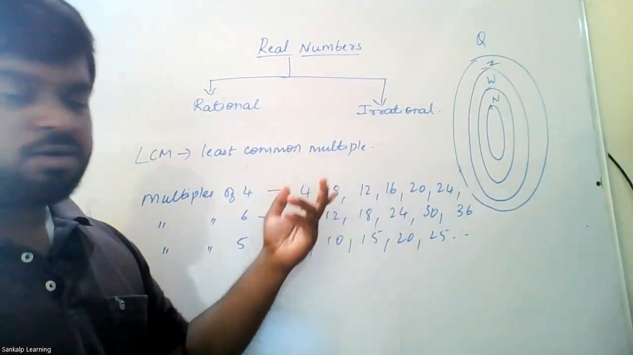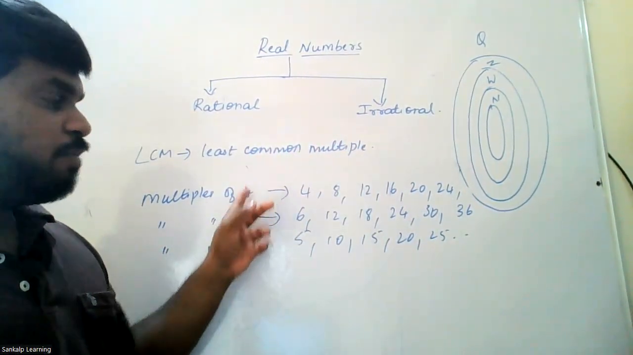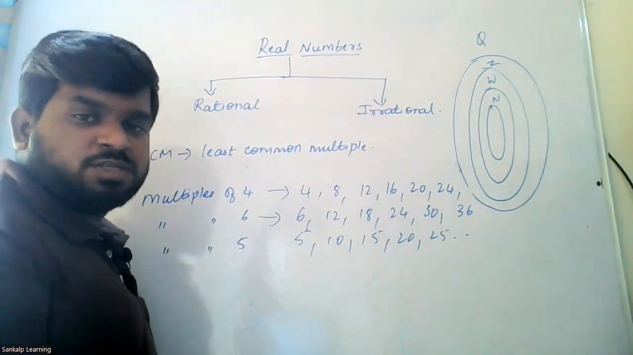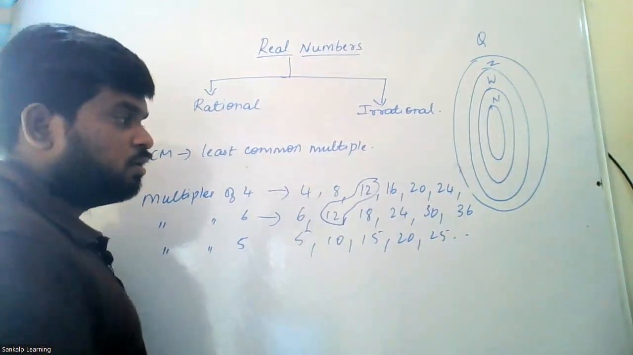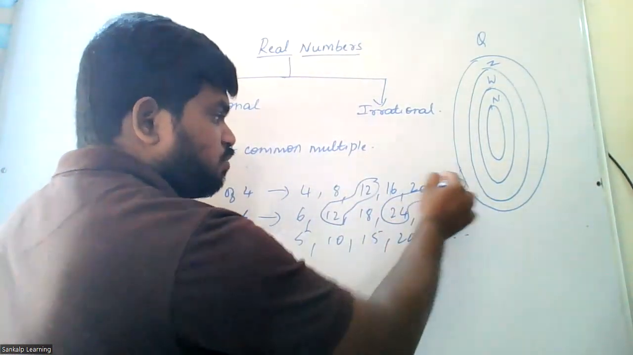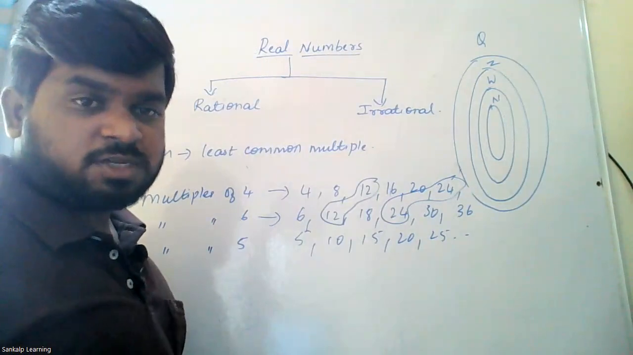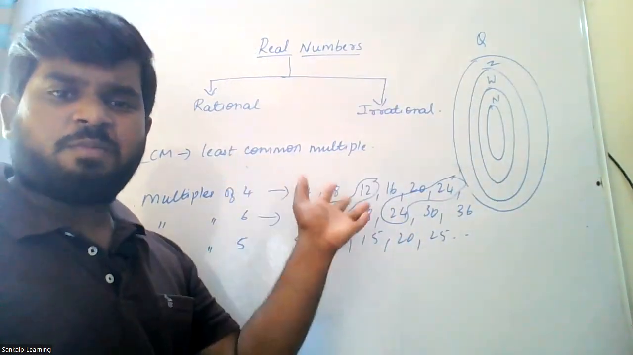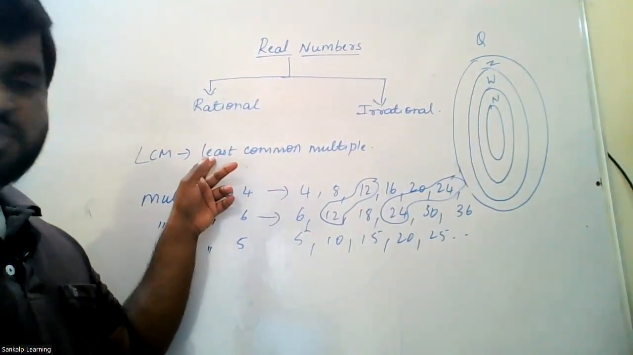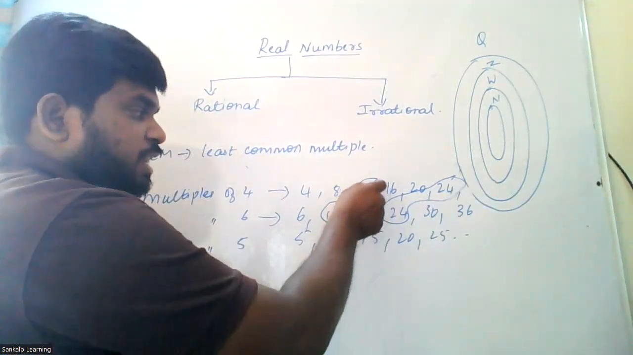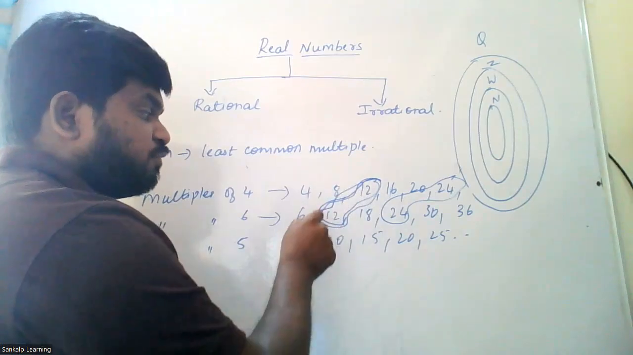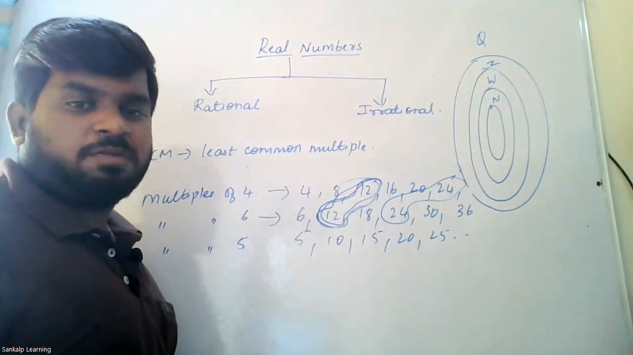Common multiple means what? For example, common multiple of 4 and 6. Those numbers which are same in both. 12 comes in both. 24 comes in both. Then 36 comes in both. You can keep going. These are the common multiples. The word is least common multiple. Which is the least among them? These are the common things. Which is the least? The first one. That will be your least common multiple.